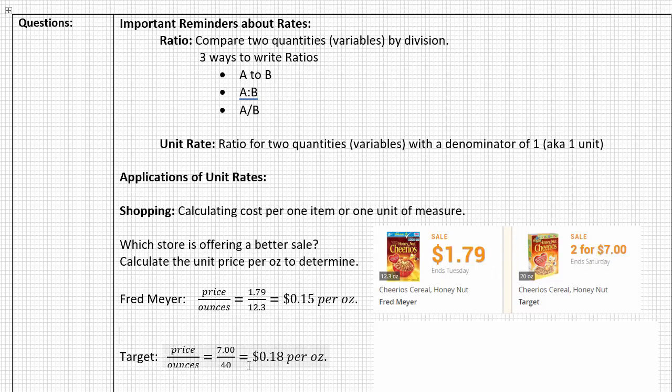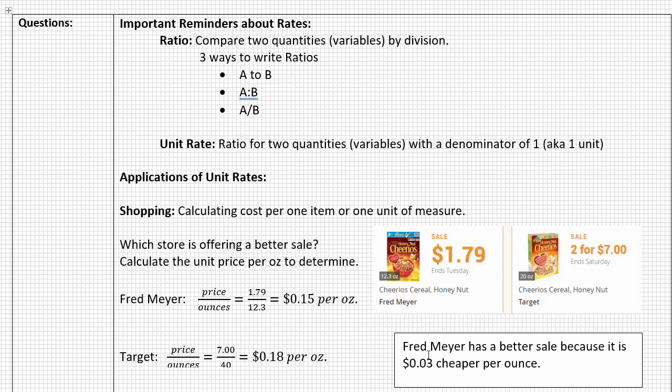I divided that out and found that it was 18 cents per ounce. So in comparing, it looks like Fred Meyer has the better deal, so we want to state that. Something like Fred Meyer has a better sale because it's 3 cents cheaper per ounce. So again, unit rates are something you may remember having calculated in 6th grade, and we'll be bringing them back in our discussion on proportional relationships.